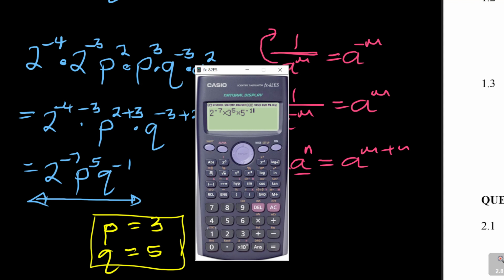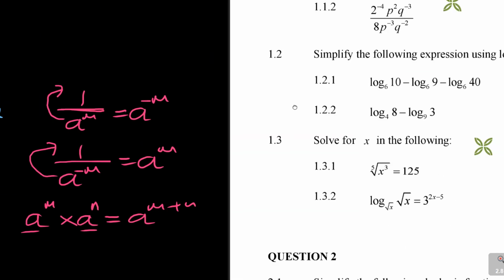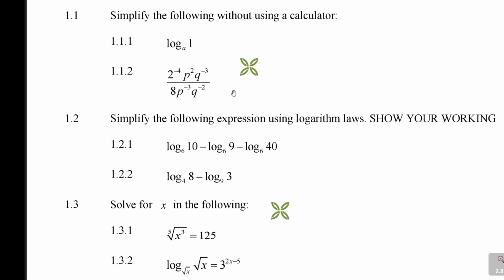We said p is 3, yes, so you see I'm getting this number 243 over 640 or 0.379, any of them. Then I go back to this one that they gave me. Remember, my p is 3 and my q is 5. So I take a calculator again.